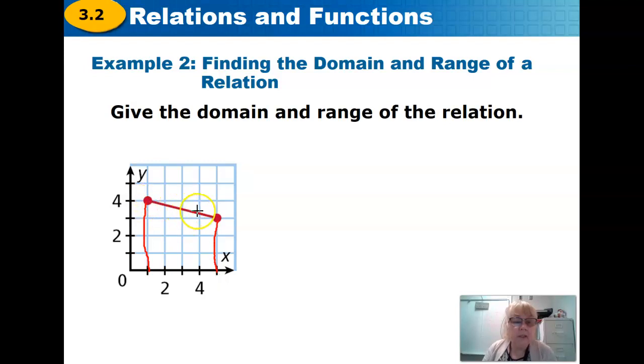This is a continuous function because we have a line, and it means that all the values in between are included. Notice these are filled in circles, so those endpoints are also included. Do the same thing for y. We go over from each of the endpoints to the y-axis, and we see that it goes from 3 to 4. So our range goes from 3 to 4.